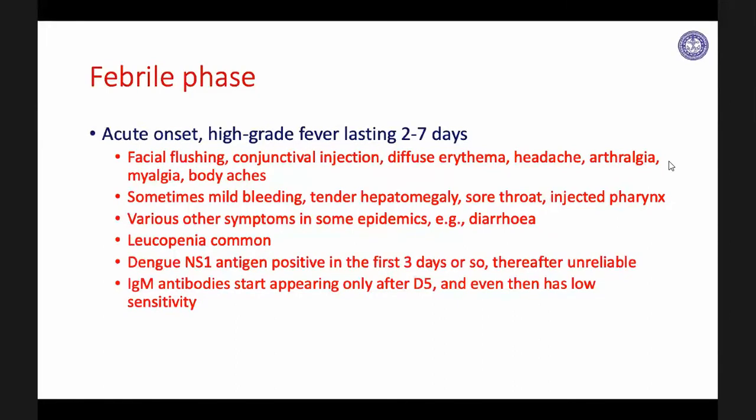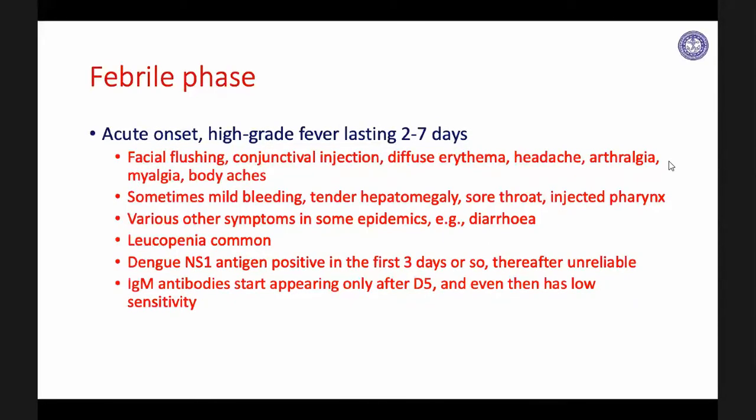So you might get the feeling that it's a viral upper respiratory infection. So be careful. The presence of a sore throat or the presence of a cough does not mean that they are not having dengue. They can still be having dengue even though they have a sore throat and a cough. Various other symptoms have been seen in certain epidemics. For example, there was one epidemic where diarrhea was very common. So be careful. Just because there's diarrhea, don't think it is not dengue. It could still be dengue.